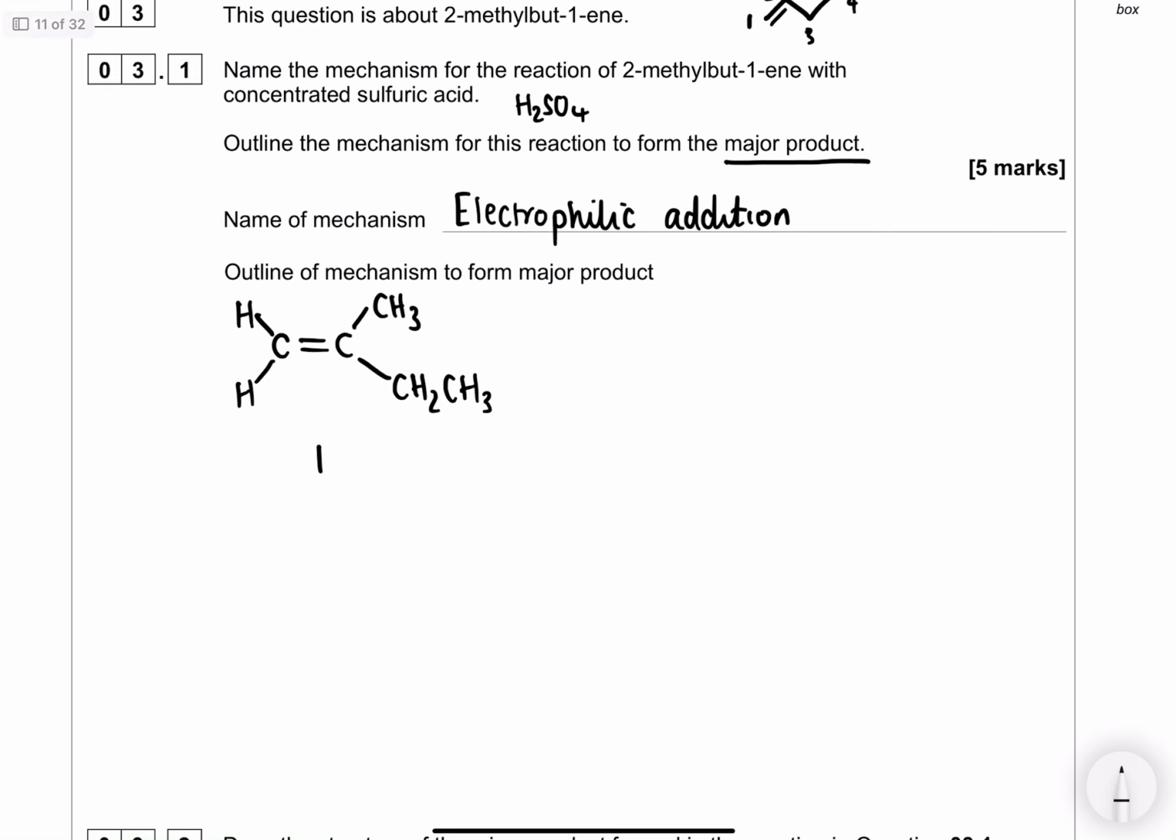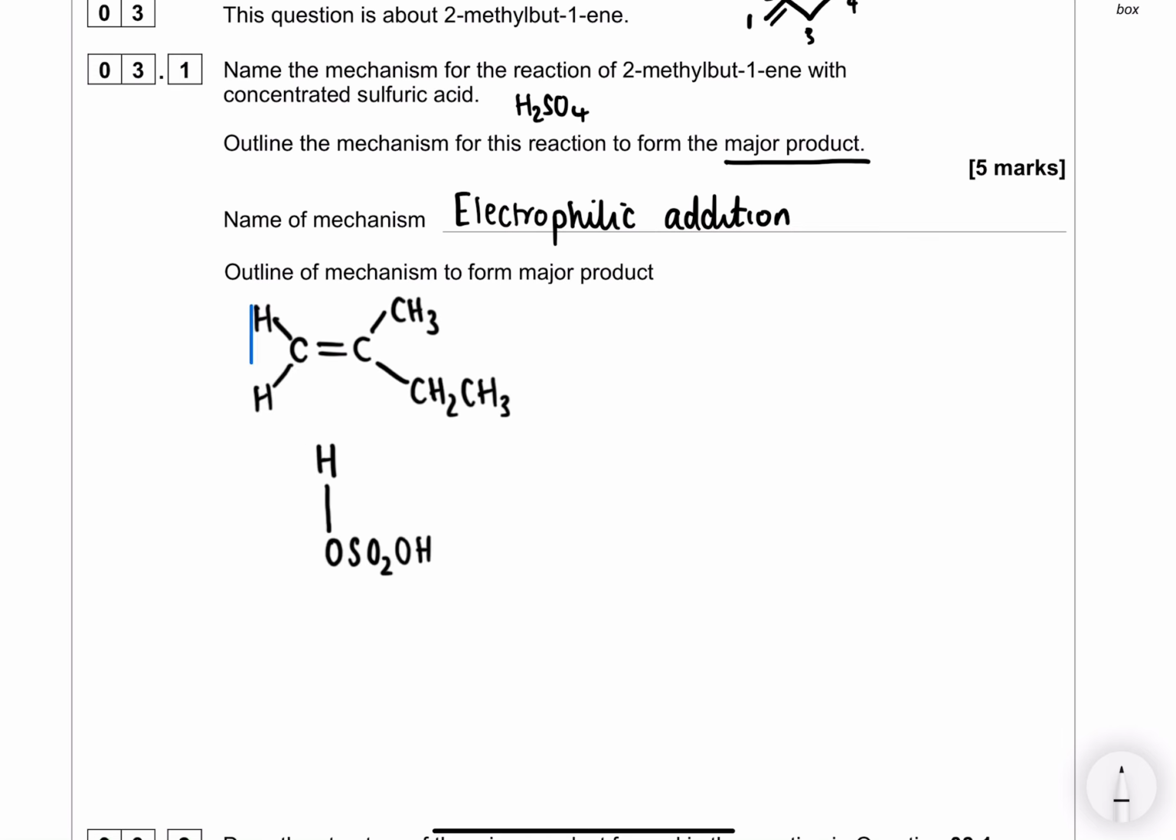And then for sulfuric acid, we're going to show that as a hydrogen bonded to the oxygen, which is bonded to the sulfur, which is bonded to 2 double bonded oxygens and then a single bonded OH. So I'm going to have a curly arrow from the centre of the double bond to the hydrogen, and then from the HO bond to the oxygen.